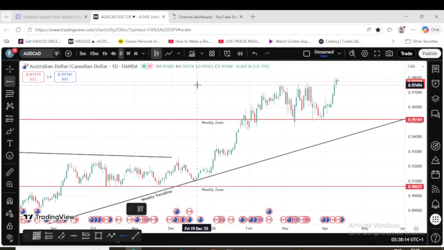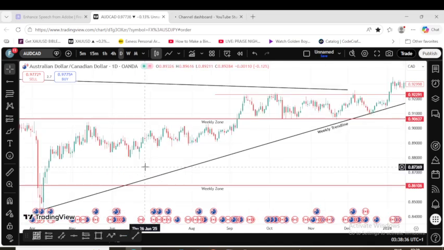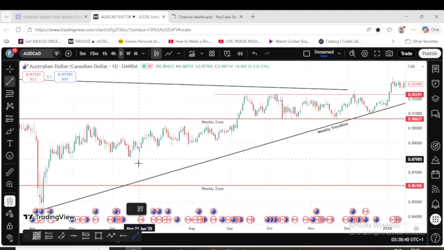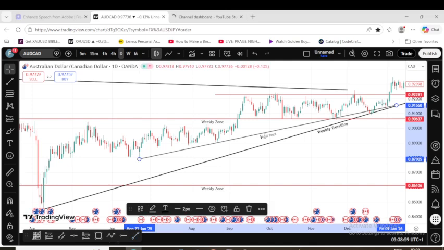Let's see if there are any other zones we can draw. We actually have a trend line here, but I don't think it is still being obeyed. But we have a trend line here. Let's make it gray to distinguish it from our weekly trend line. We've made it gray to distinguish it from our weekly trend line.